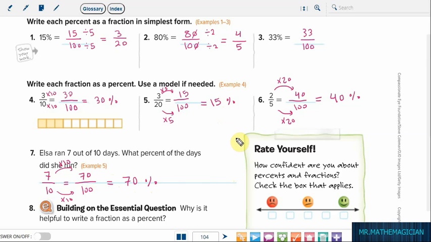Now we have learned how to convert from percent into a fraction in simplest form, and also from a fraction into a percent.